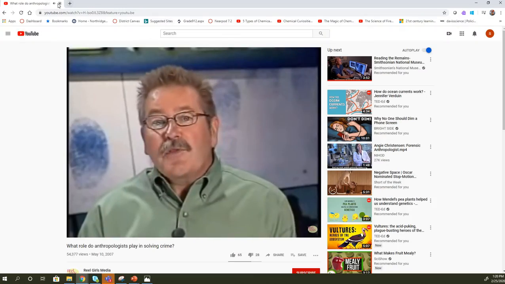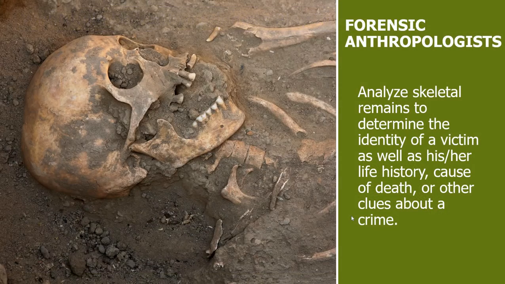Forensic anthropologists analyze skeletal remains to determine the identity of a victim, as well as his or her life history, cause of death, or other clues about the crime.